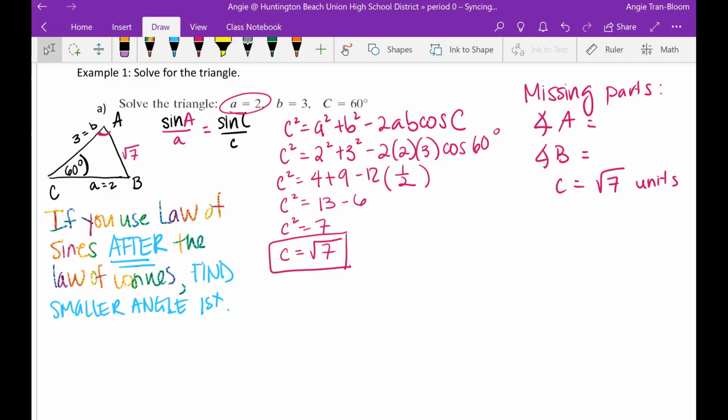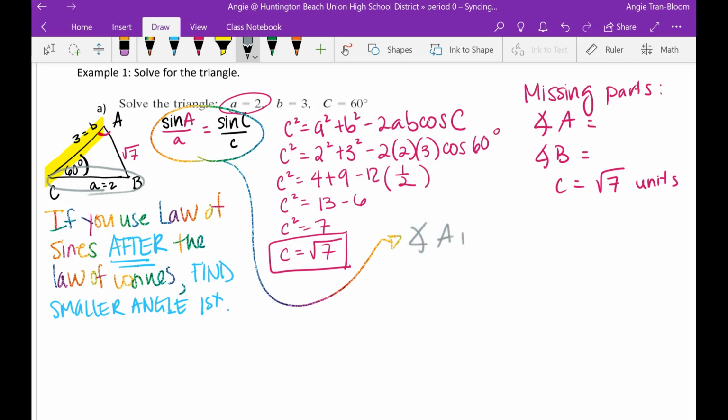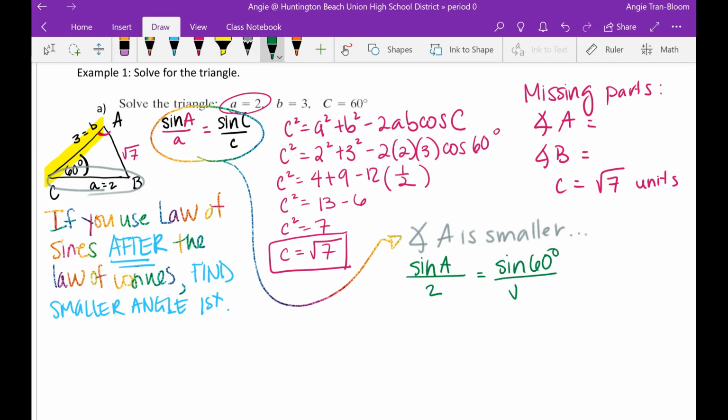So now that you've used the law of cosine, we're about to use the law of sine next, okay? I'm going to use the smaller angle first. I want to find the smaller angle first. So between leg B of 3 units and leg A of 2 units, angle A is smaller because leg A is smaller. That is the proportion, okay? So let's do it. Sine of A, which is unknown, over leg A, which is 2 units, equals sine of C, which is 60 degrees, all over C, which is root 7.